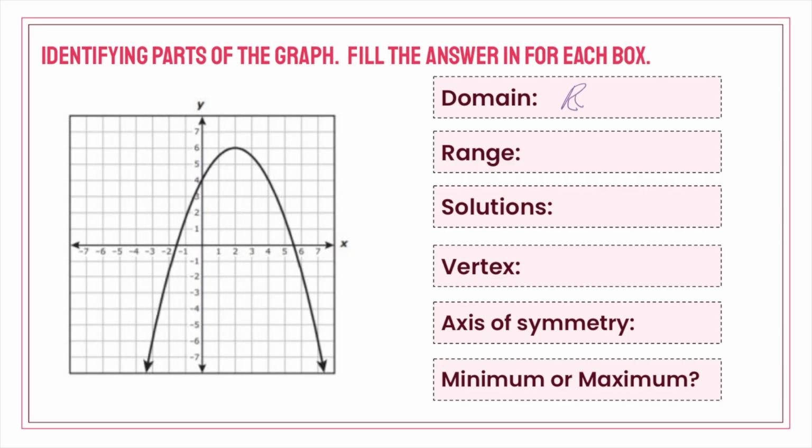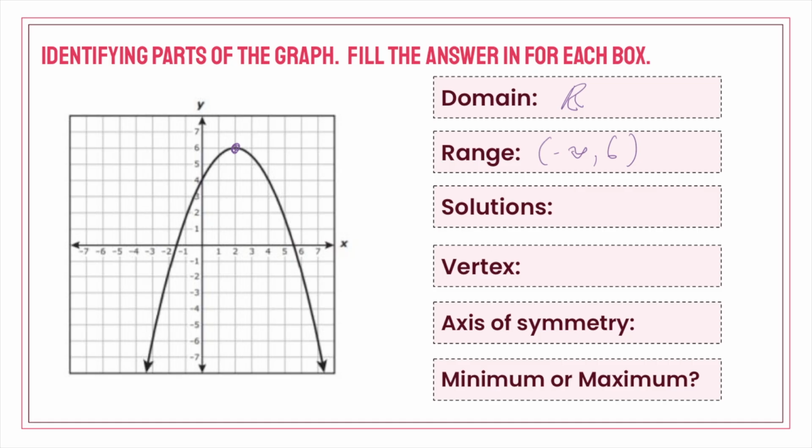Our range, however, not so much. It does go down forever, so we know we've got a range of at least -infinity because it is going to go down forever. However, it does have a stopping point. It goes no higher than this point here, which is 6. So our range ranges between -infinity and 6.